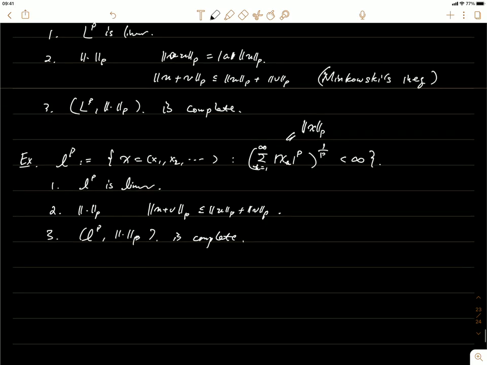To show completeness, we just need to show that if we have a sequence, I call it x^n, where n is the index in my sequence, and for each fixed n, x^n is (x^n_1, x^n_2, and so forth), a sequence in little l^p, and it is Cauchy, then it must be convergent and the limit is inside l^p. That's what I'm going to show.